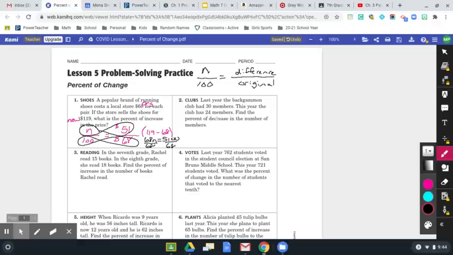So there was a 75% increase. Go back to this. I'm trying to find the best way to put the answer here. 75% increase in the price of those shoes. 75%. Okay, let's try another one.